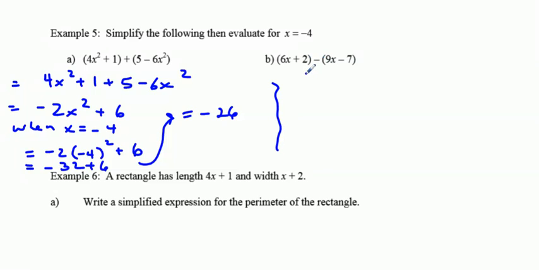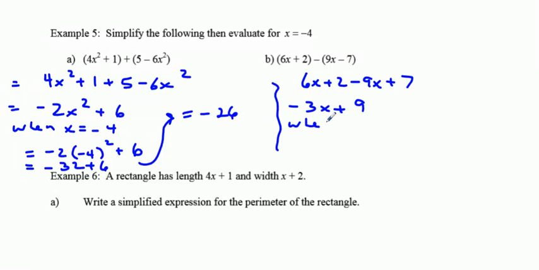This one, I notice there's a subtraction, so I'm dropping the first set, no problem. But when I drop the second set, I'm going to change that 9x to a minus 9x and the minus 7 to a plus. 6x minus 9x is minus 3x. 2 plus 7 is 9.